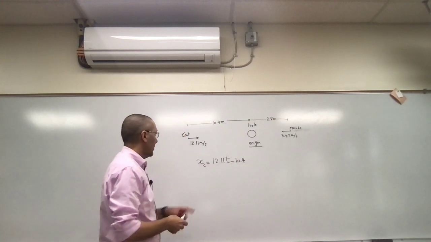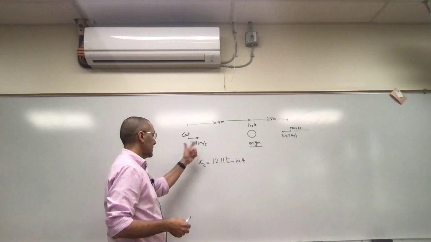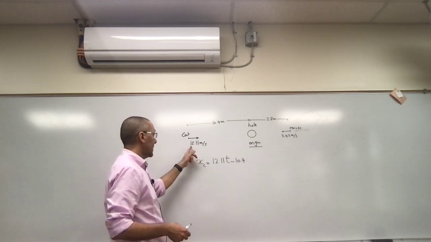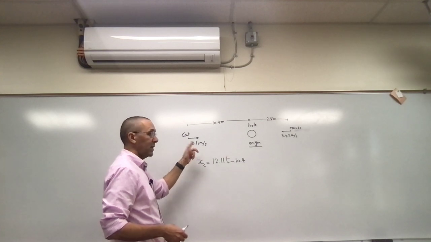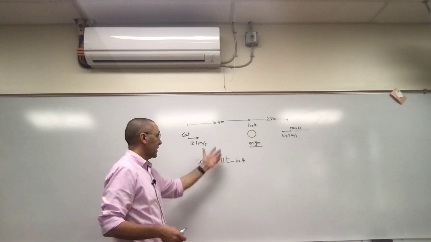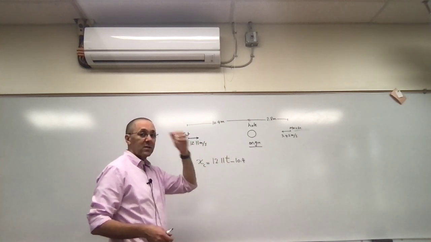So in other words, if I want to figure out where the cat is after 1 second, I just put in 1 second here. After 1 second, the cat will have traveled 12.11. So you put a 1 here and you can figure out exactly where the cat is. 2 seconds, 3 seconds, etc.